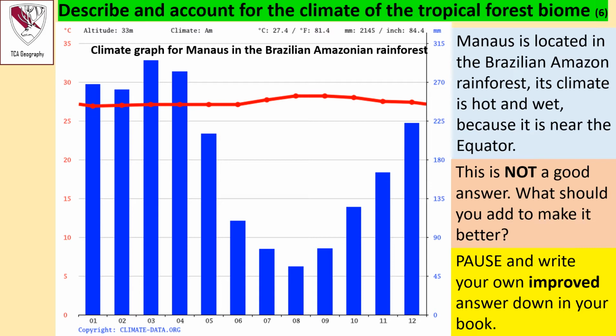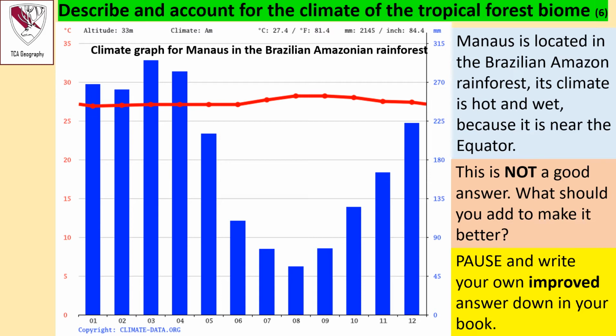So here's a question. Describe and account for the climate of the tropical forest biome. And we have here a climate graph for a place called Manaus in the Brazilian Amazonian rainforest. Now, a climate graph has blue bars for the precipitation or rainfall and a red line for the temperature. The temperature is in degrees Celsius and the rainfall is in millimetres.